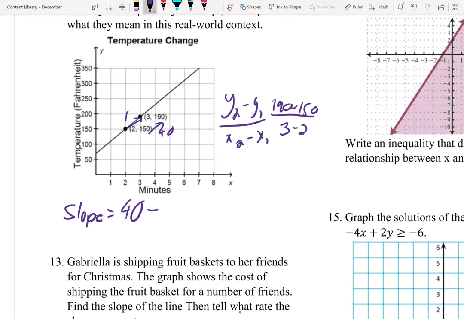Now, what that means is this is the rate the temperature increases per minute, right? It's increasing 40 degrees per minute.